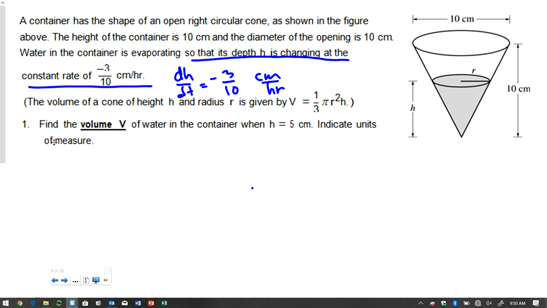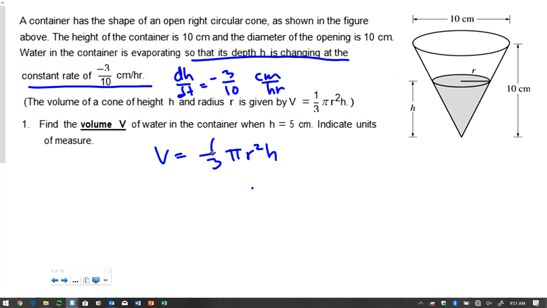All right. The first question is find the volume of water in the container when H is 5 and indicate the units of measure. Find the volume of the container when H is 5. So let me just go ahead and write down my volume formula. That's 1/3 pi r squared H.